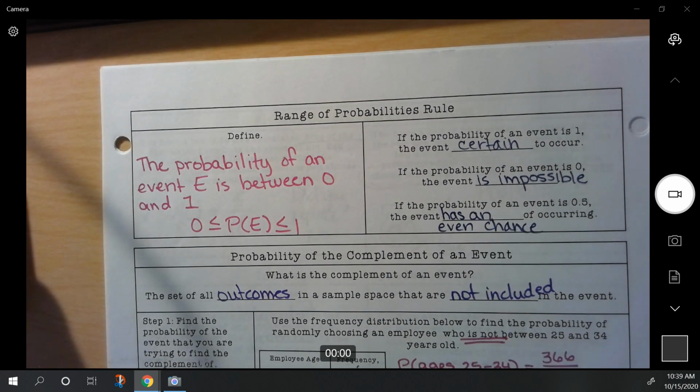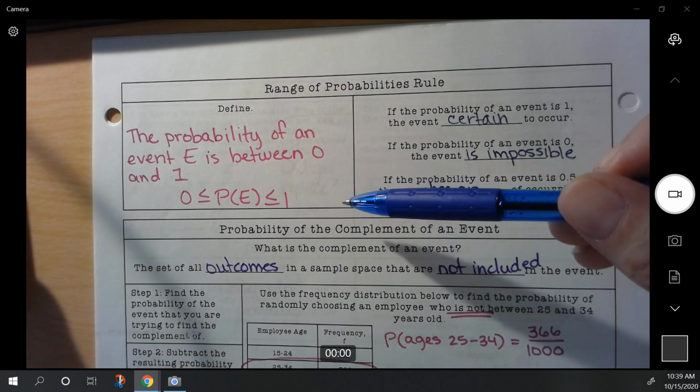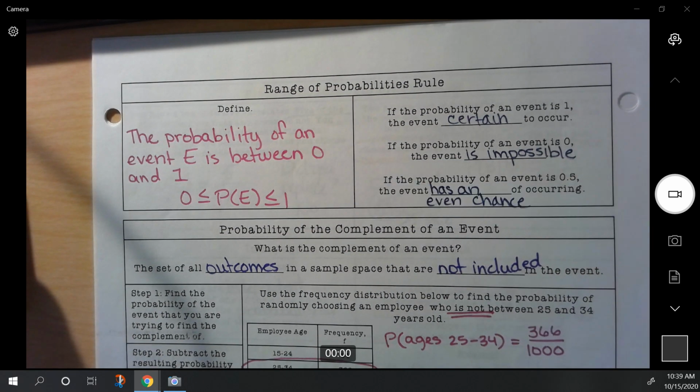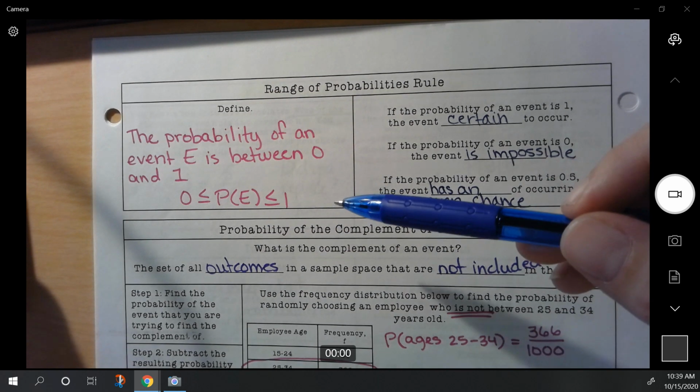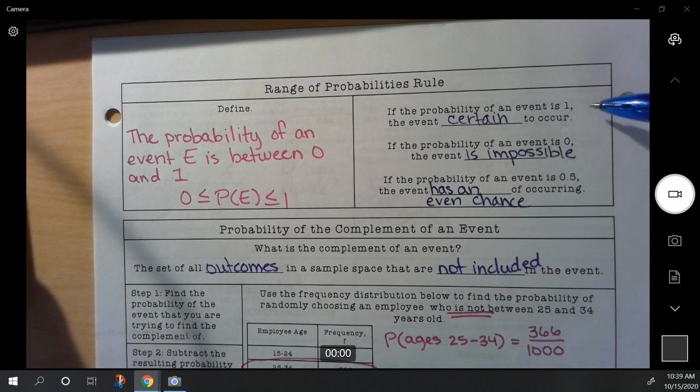Okay, range of probability rules. The probability of an event is between 0 and 1. It can be 0, it can be 1, which would be 100%, but it can't be bigger than 1. If you ever get a number bigger than 1, you are doing it wrong. If the probability of a certain event is 1, then the event is certain. If the probability is 0, it is impossible. And if the probability of the event is 0.5, it has an even chance of occurring, so 50-50.